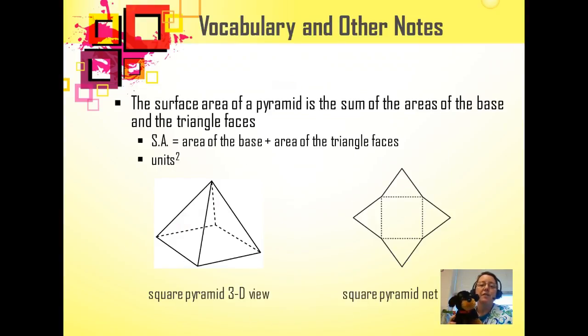The surface area of a pyramid is the sum of the areas of the base and the triangle faces. First, we'll find the area of the base shape that it sits on, and then we will add the areas of all the triangular faces. Because we're finding surface area, we'll use a label of units squared.